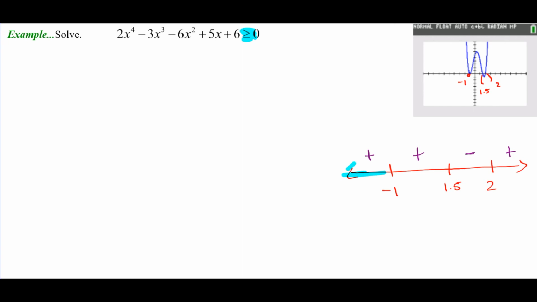So I want going to the left forever. I'm going to include the -1. I want everything between -1 and 1.5, including the 1.5. I'm going to include the 2 and then greater than 2 as well. So when I write this into my interval notation, we're going to go negative infinity all the way over to the 1.5, and then from 2 to positive infinity.